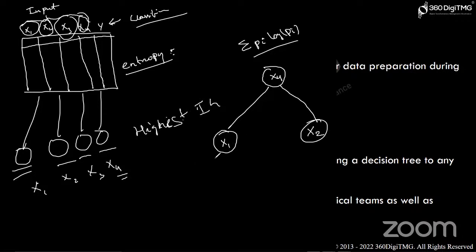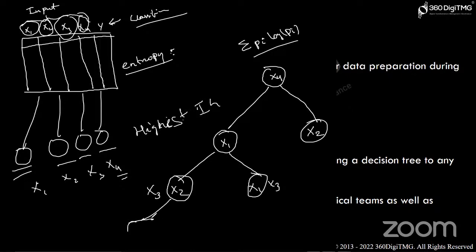So for x1, x4 is already gone. So for x1 also, suppose all are binary categories. So now we'll have x2 and x3 here, and here we'll get x1 and x3. Again, we'll find the highest information gain for which of these two we are having. Suppose x2 here. Here we are having x1. Then we are left with just one.